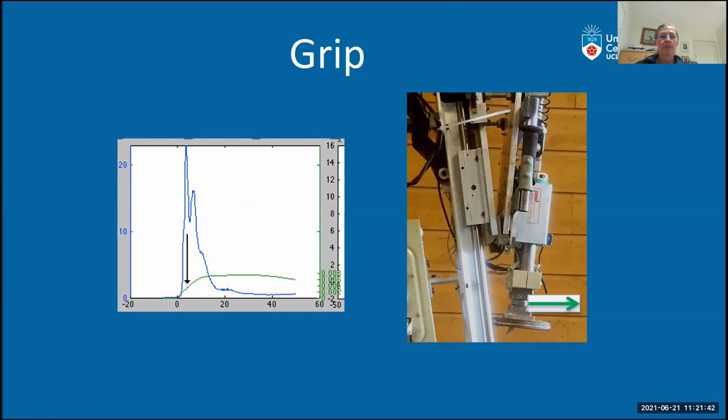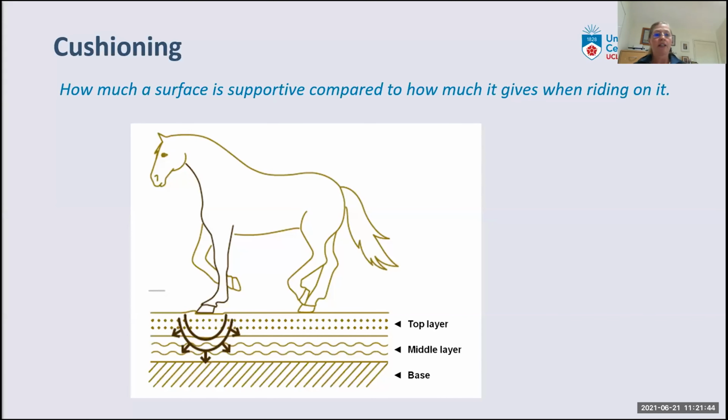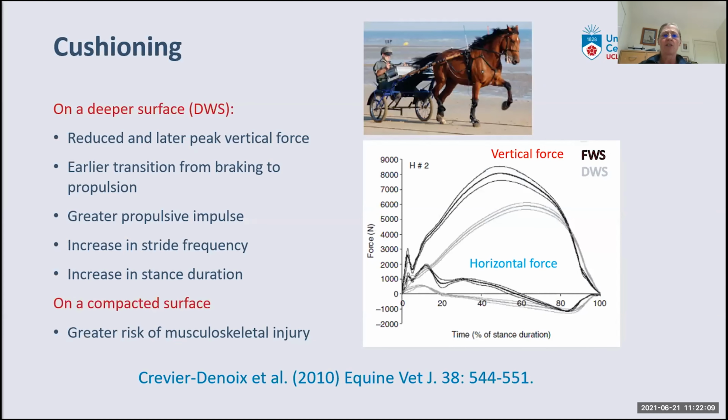Okay, so moving on to cushioning. Cushioning is how much a surface is supportive compared to how much it gives when riding on it. And we can go from cushioning from compacted to deep. Obviously, because it relates to peak force, the implication for the horse is in relation to overload, very much so. And so those situations are something that we need to bear in mind.